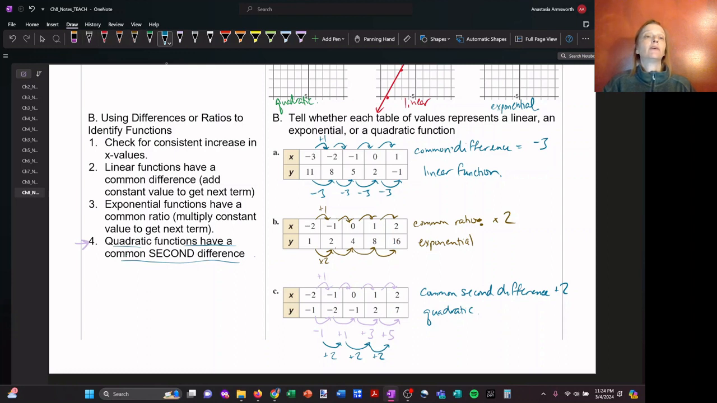So just as a reminder, our linear functions have a common difference, that value that you add to get to the next term. That's what we saw in example A. Then our exponential functions have a common ratio. You're multiplying by a consistent value to get the next term in the sequence, like we have in example B. And then lastly, quadratic functions have a common second difference.